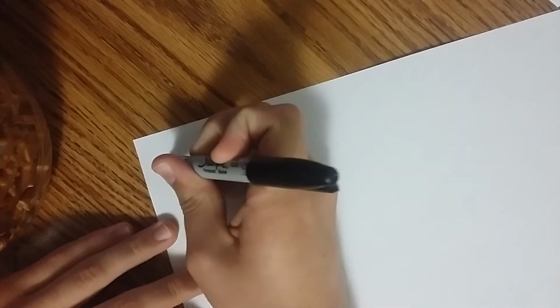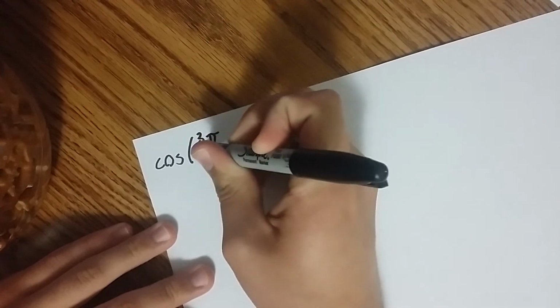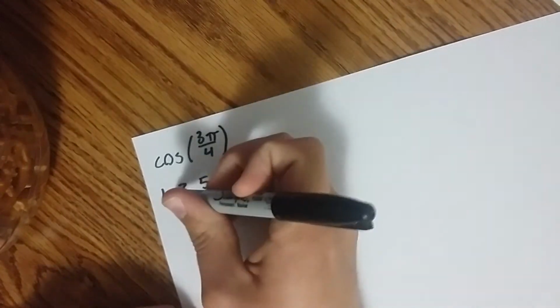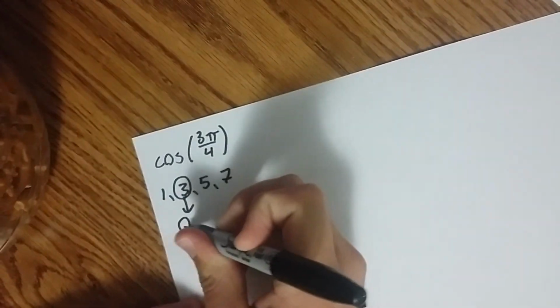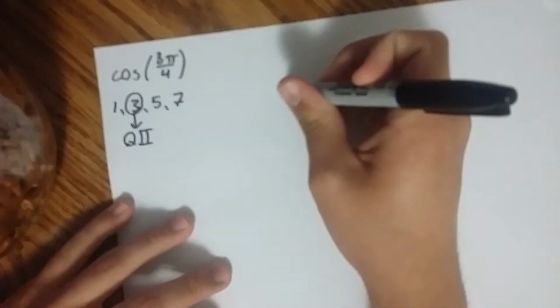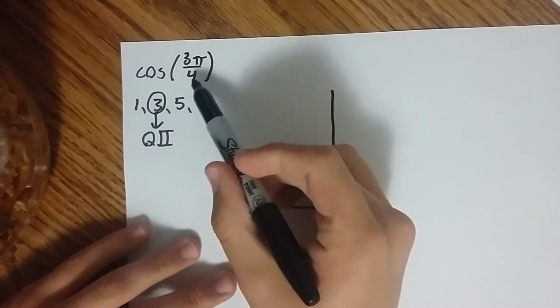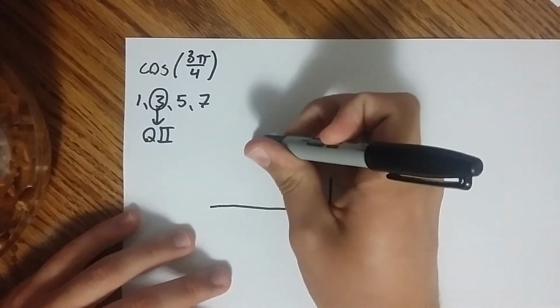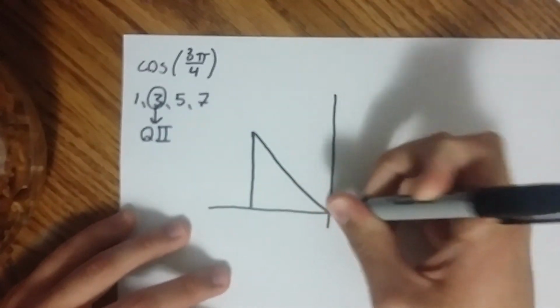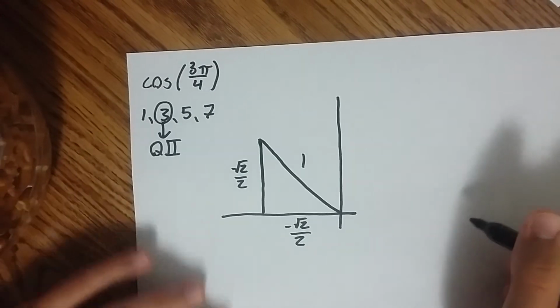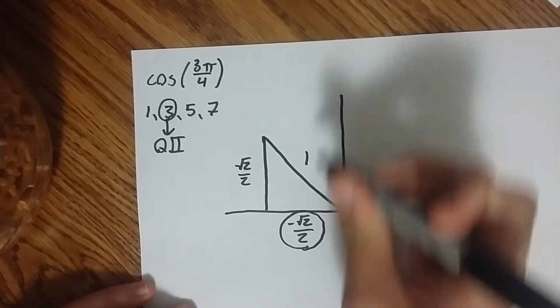Let's do another one. Let's solve cosine of 3 pi over 4. So we have to write the four numbers again. 1, 3, 5, 7. We have a 3 in the numerator. That is the second number in the list. So we are in quadrant 2. Now, what triangle do we draw? Since we have a 4, we draw a different triangle this time. Since cosine deals with the x-axis, our answer would be negative square root of 2 over 2.